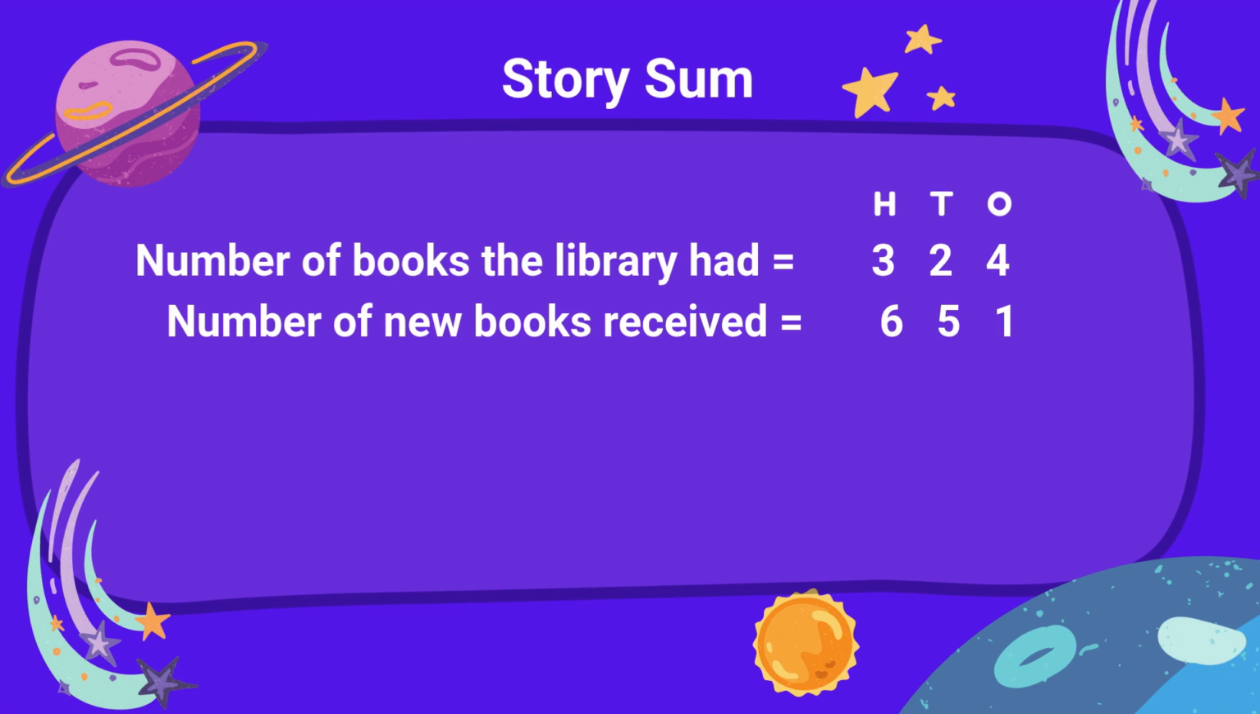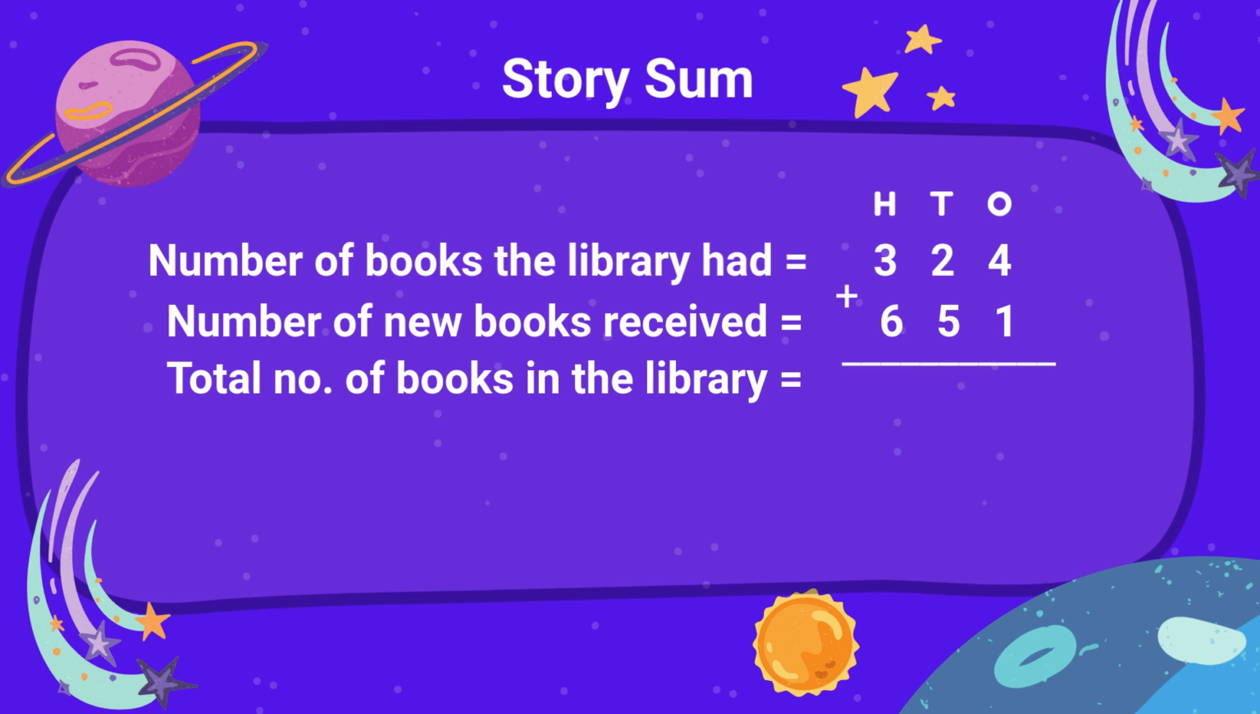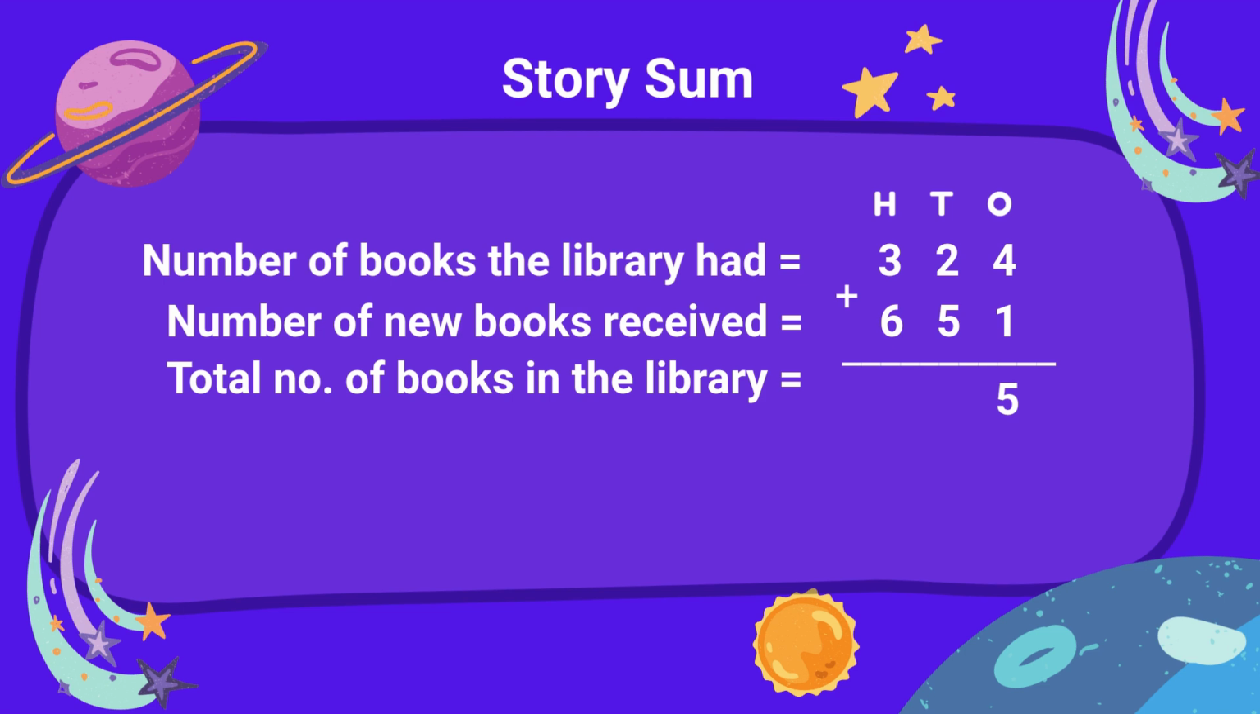So, our third statement is total number of books in the library is equal to. Let's add the two numbers. We always start adding from the ones place. In the ones place we have 4 and 1. 4 plus 1 equals 5. Write 5 in the ones place.